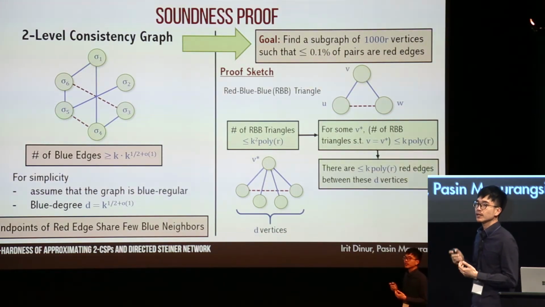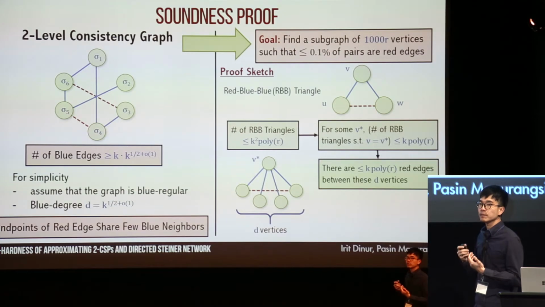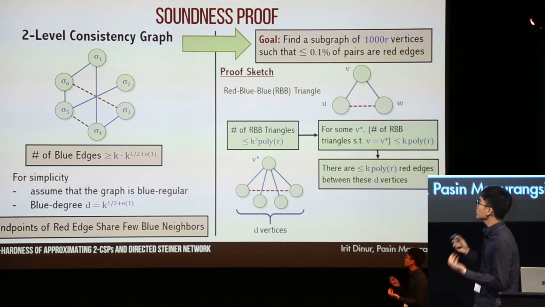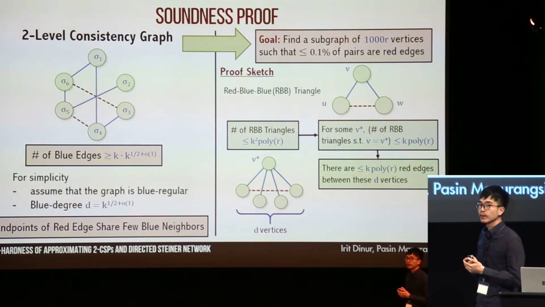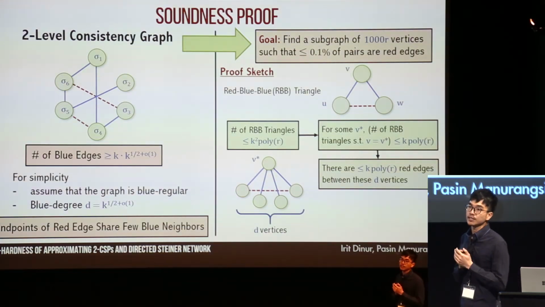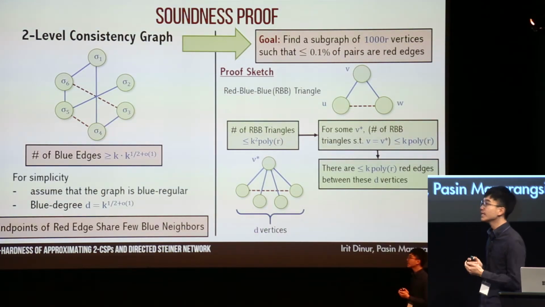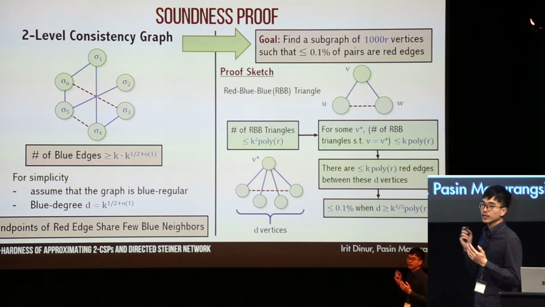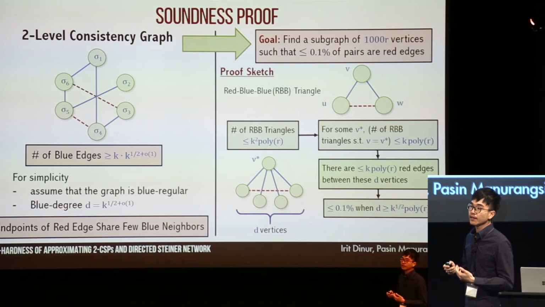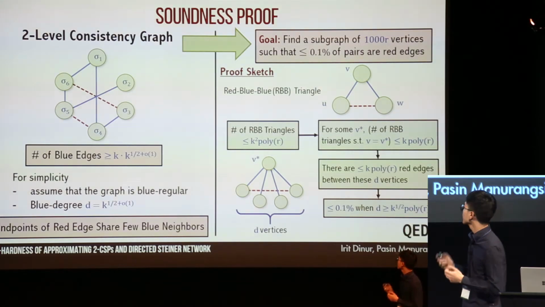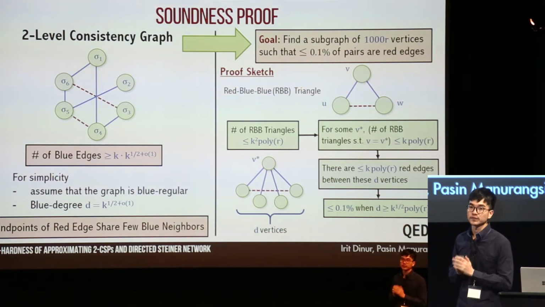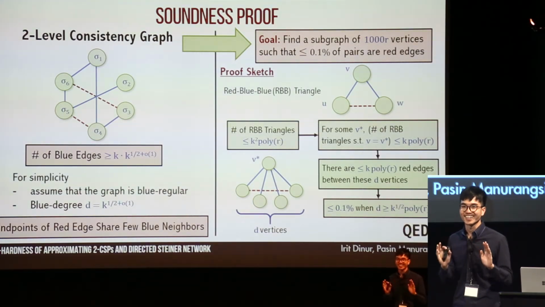This works because the bound on the number of red, blue, blue triangles exactly corresponds to the bound on the number of red edges in this neighborhood. So we know that the number of red edges in this neighborhood is really small. It's something like only k. So if this neighborhood has size much more than root k, then we are done, because at most a 0.1 fraction will be red edges. So this is basically the whole proof. So very simple, right?